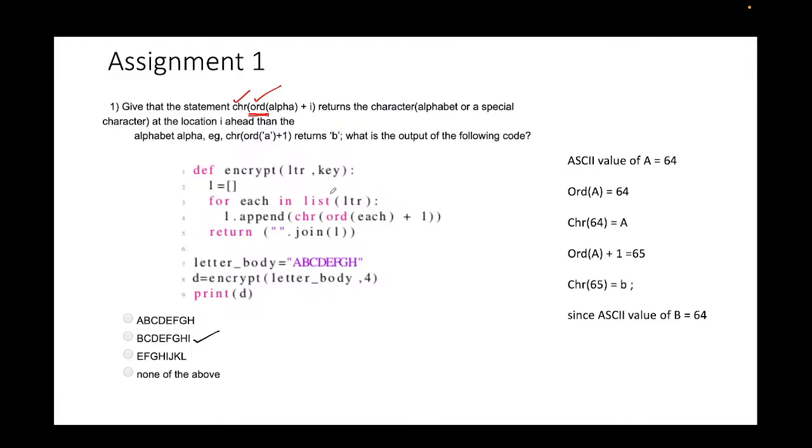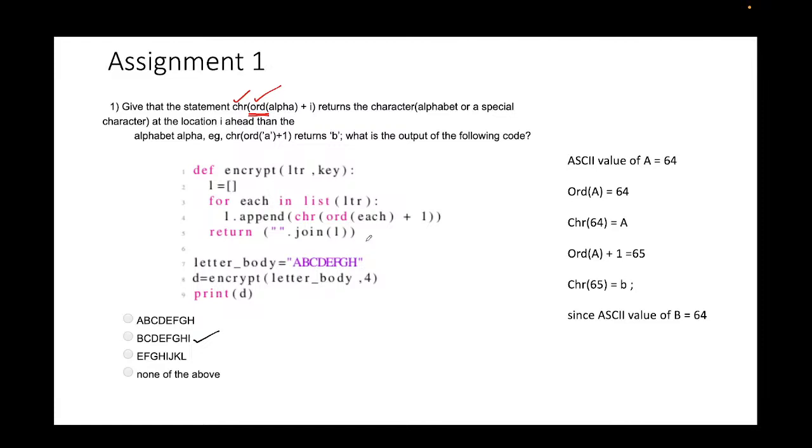Okay, it's a good question. 4 is not used anywhere. It's just for each list in ITR letters. There should have been some use for 4, but in the definition of encrypt, when key is letter and key, though 2 parameters are there. Yeah. So letter is letter body and that key is that 4. So we have to increment each alphabet by 4 values.